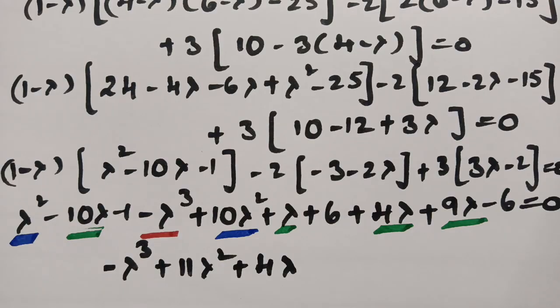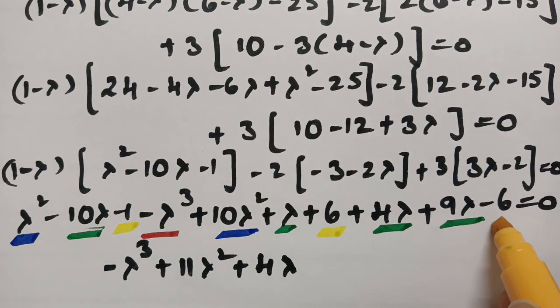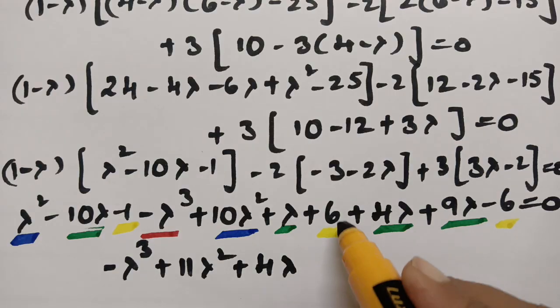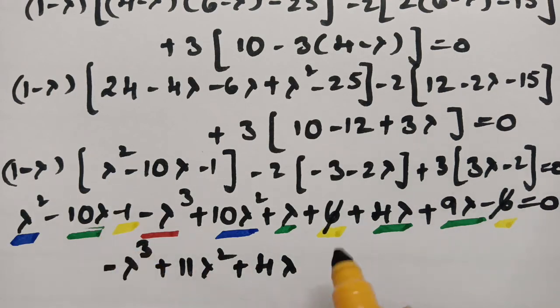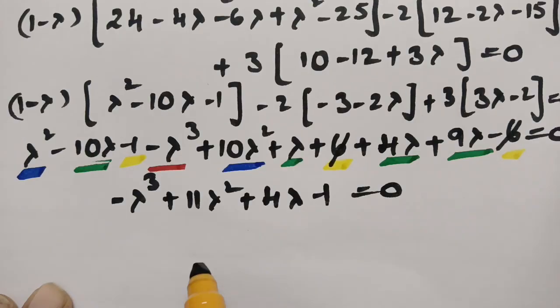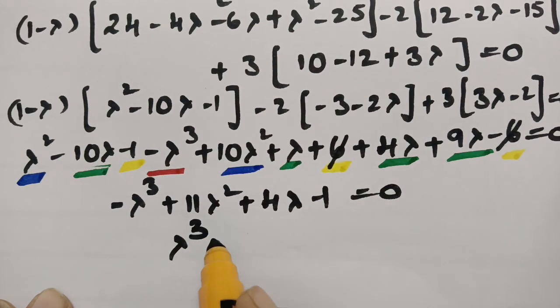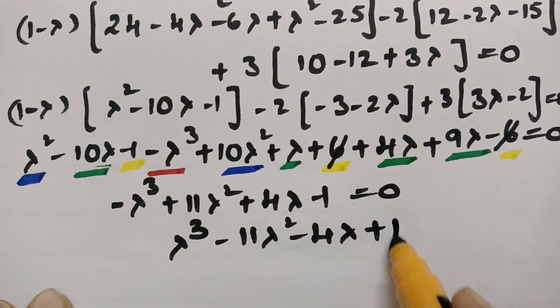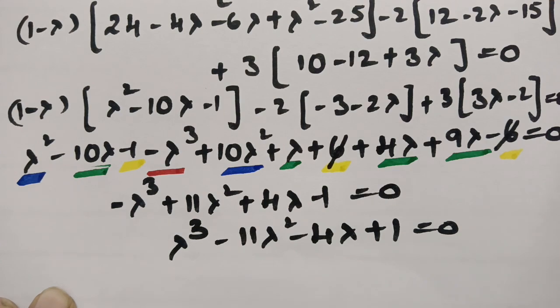And see here the constants, so here is minus 1 plus 6 and minus 6. So we can cancel this plus 6 and minus 6, and what is left over? Minus 1 is left over. And let me show you. So the characteristic equation is lambda cube minus 11 lambda square minus 4 lambda plus 1 is equal to 0. So this is our characteristic equation.